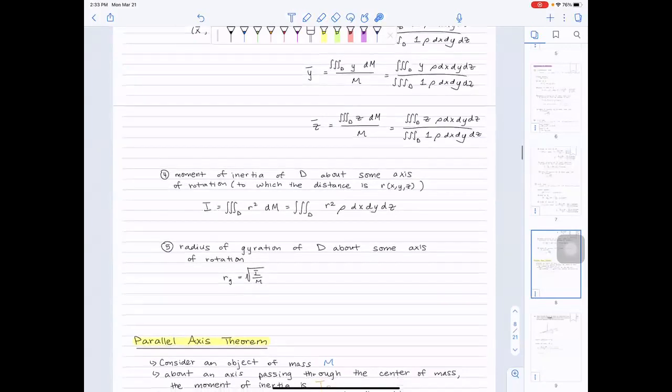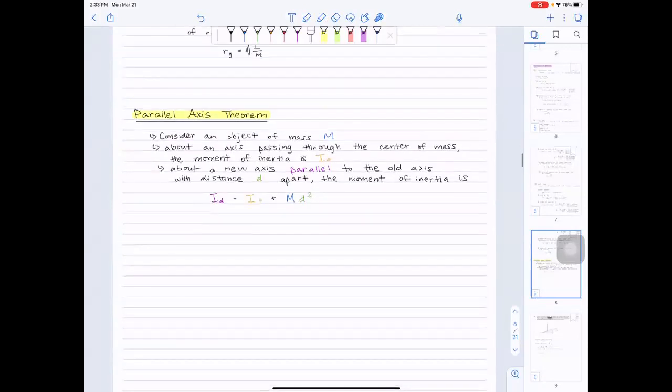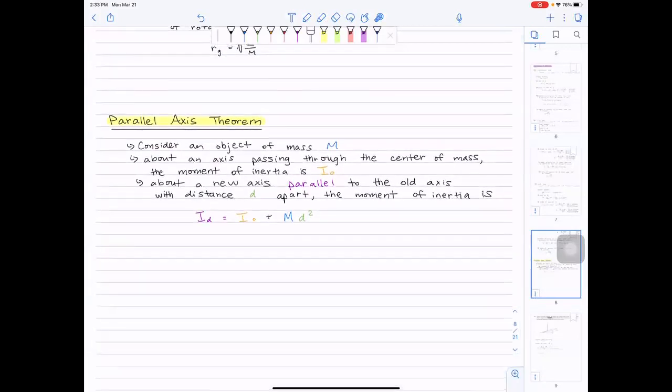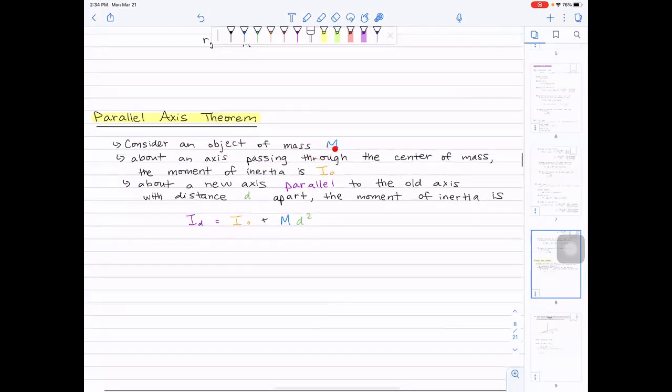Okay, so then we have an important theorem, the parallel axis theorem. So this says that you're given an object with mass m, and it's rotating about some axis with moment of inertia I naught. So the first 2 bullet points you're given. And you want to find the moment of inertia of the same object, but about a new axis. And this new axis is parallel to your old axis.